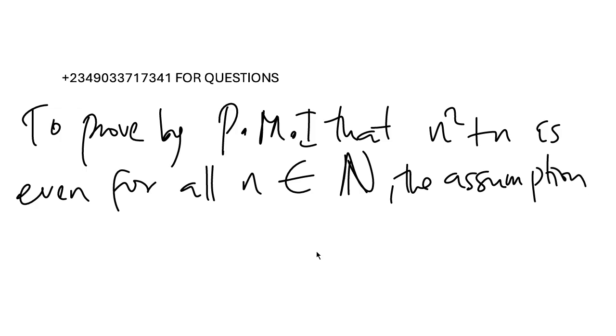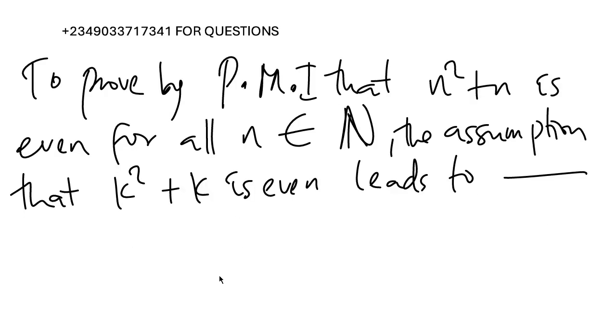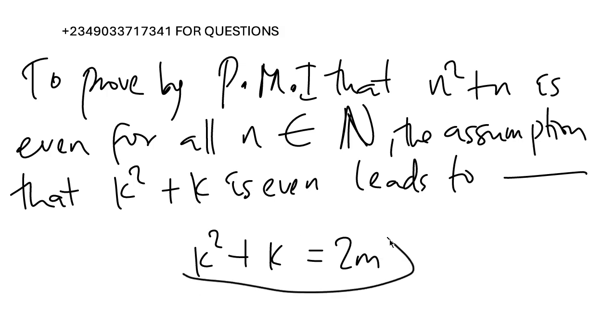The assumption that k squared plus k is even leads to, so you can see what the question said, even. What does it mean for a number to be even? That means it's divisible by 2. Are you following me? It's divisible by 2, and if it's divisible by 2, you can still follow that same principle. We can now say that k squared plus k is equal to 2m.